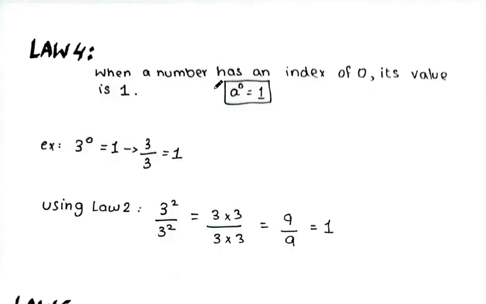Now, law number 4. When a number has an index of 0, its value is 1. Algebraically written as a to the power 0 is equal to 1. For example, if we have 3 to the power 0, how will it be equal to 1? It is clearly stated that it's 3. Well, in this law, we recall law 2, where we basically divide both of them. So if we simply take 3 and divide by itself, we will get 1.